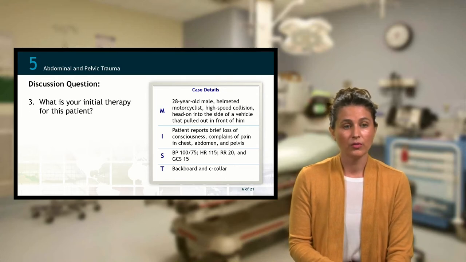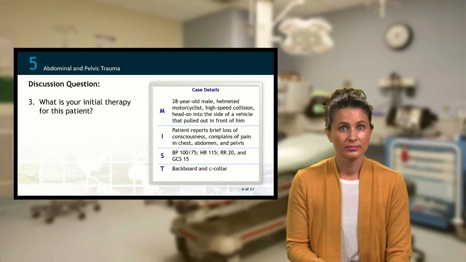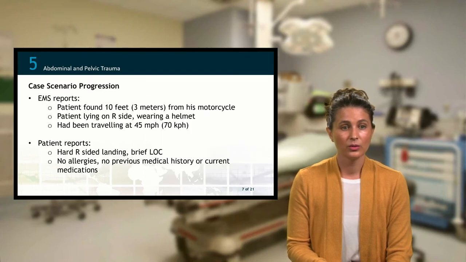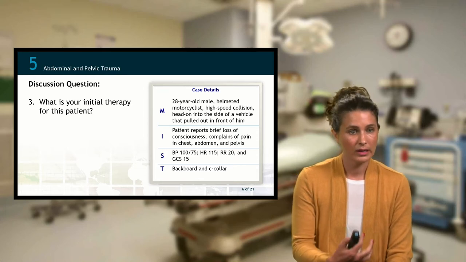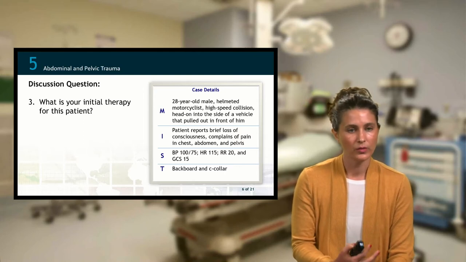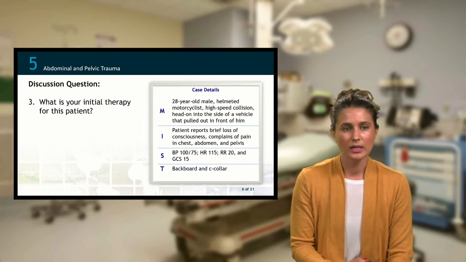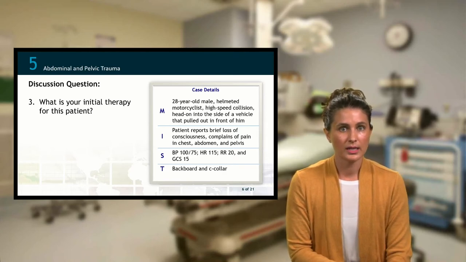So, what's your initial therapy for this patient? Okay, so first thing is that we need to obtain reliable IV access. As far as interventions go, we've put on non-invasive things like the monitors and we've done our ABCs, but we need to achieve IV access. So either intravenous or intraosseous access.